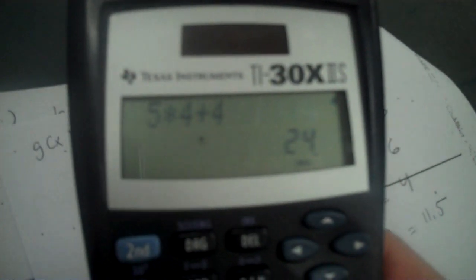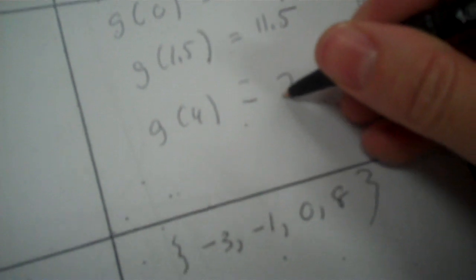5 times 1.5 plus 4 gives me 11.5. And then 5 times 4 plus 4 gives me 24. There's your answer.